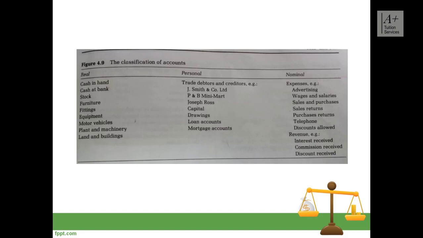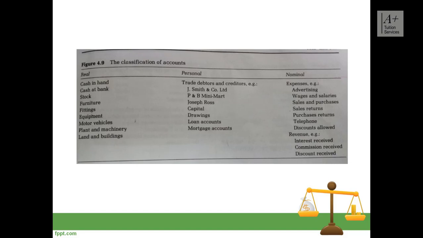Next, we move on to personal accounts, and they give some examples from the textbook, basically based on their transactions. Okay, so maybe we don't come across a J. Smith and Company Limited, but this is just to reiterate an example of a trade debtor or a creditor for you. Under the trade debtors and creditors, they had J. Smith and Company Limited, PNB Minimart, Joseph Ross, capital, drawings, loan accounts, mortgage accounts. Okay, so key points: look at capital, drawings, loan accounts, and mortgage accounts. They are also personal accounts.